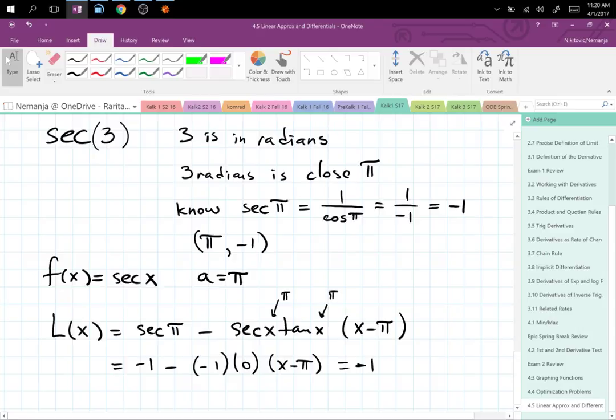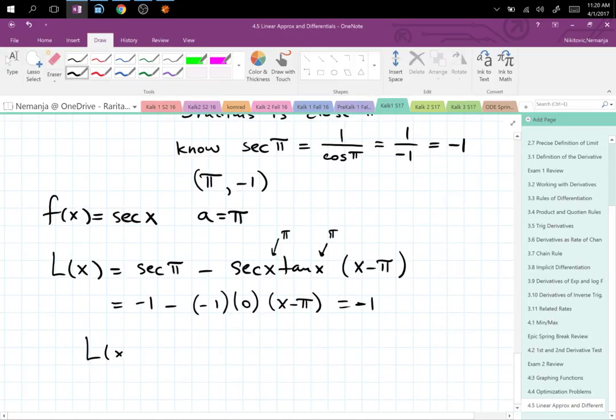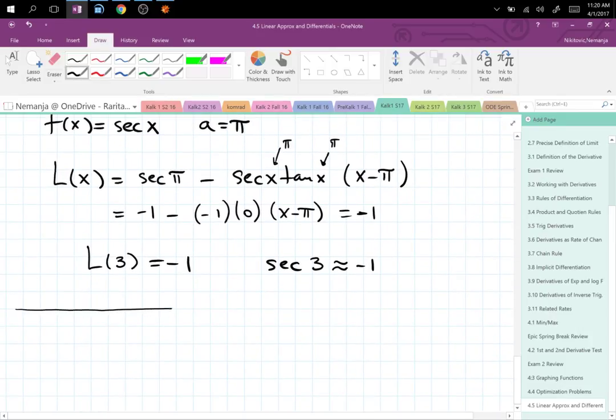Oh yeah, but this is so close to -1 because 3 is close to pi. So -1, we actually see that right away. This problem didn't work out that nice, but we do have an answer, right? Secant of 3 is approximately -1. All right, this was not the greatest example. Let's do something with the square root. It's going to work out much nicer.